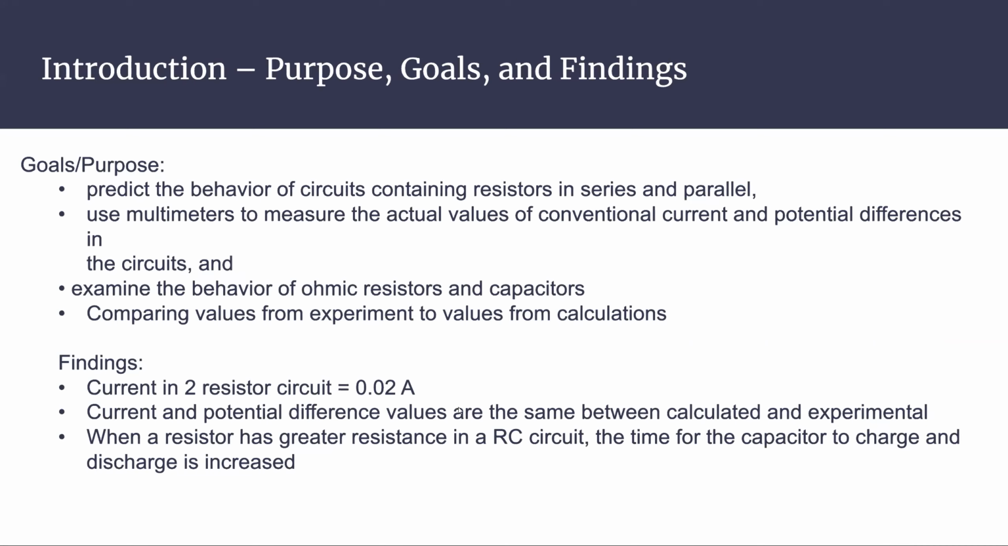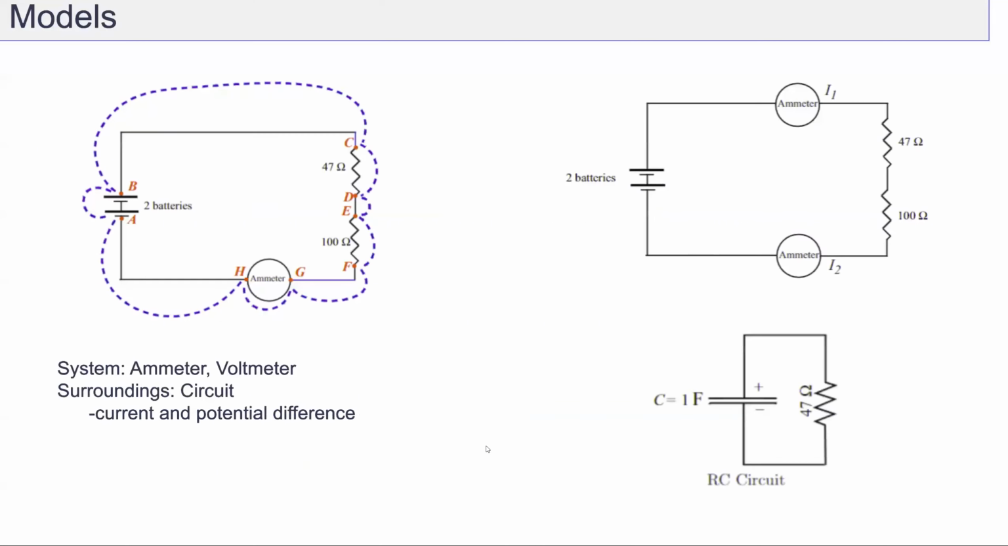Goals of general purpose: predict behaviors of circuits containing resistors in series and parallel, use multimeters to measure the actual values of current and potential differences in the circuits, and examine behaviors of ohmic resistors and capacitors, comparing values from experiment to values from calculations. Findings: current in the two resistor circuit is 0.02 A, and current and potential difference values are the same between calculated and experimental. When a resistor has greater resistance in an RC circuit, the time for the capacitor to charge and discharge increases.